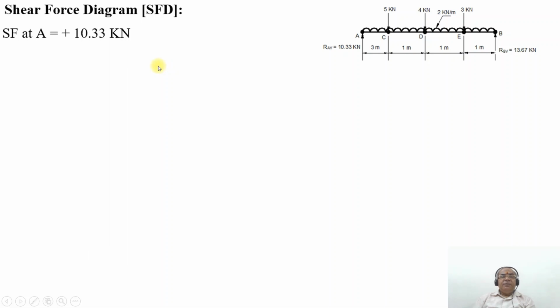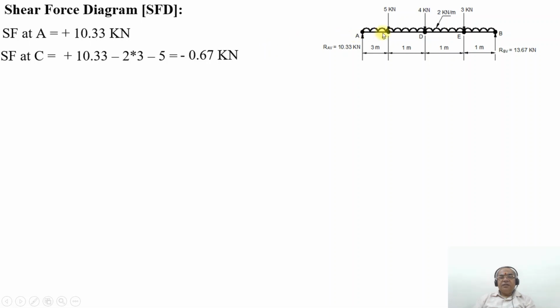SF at C will be equal to 10.33 minus 2 into 3 minus 5, which will be equal to minus 0.67 kilonewton at the point C. Similarly, SF at D will be equal to minus 0.67 minus 2 into 1 minus 4. So that will be equal to minus 6.67 kilonewton.